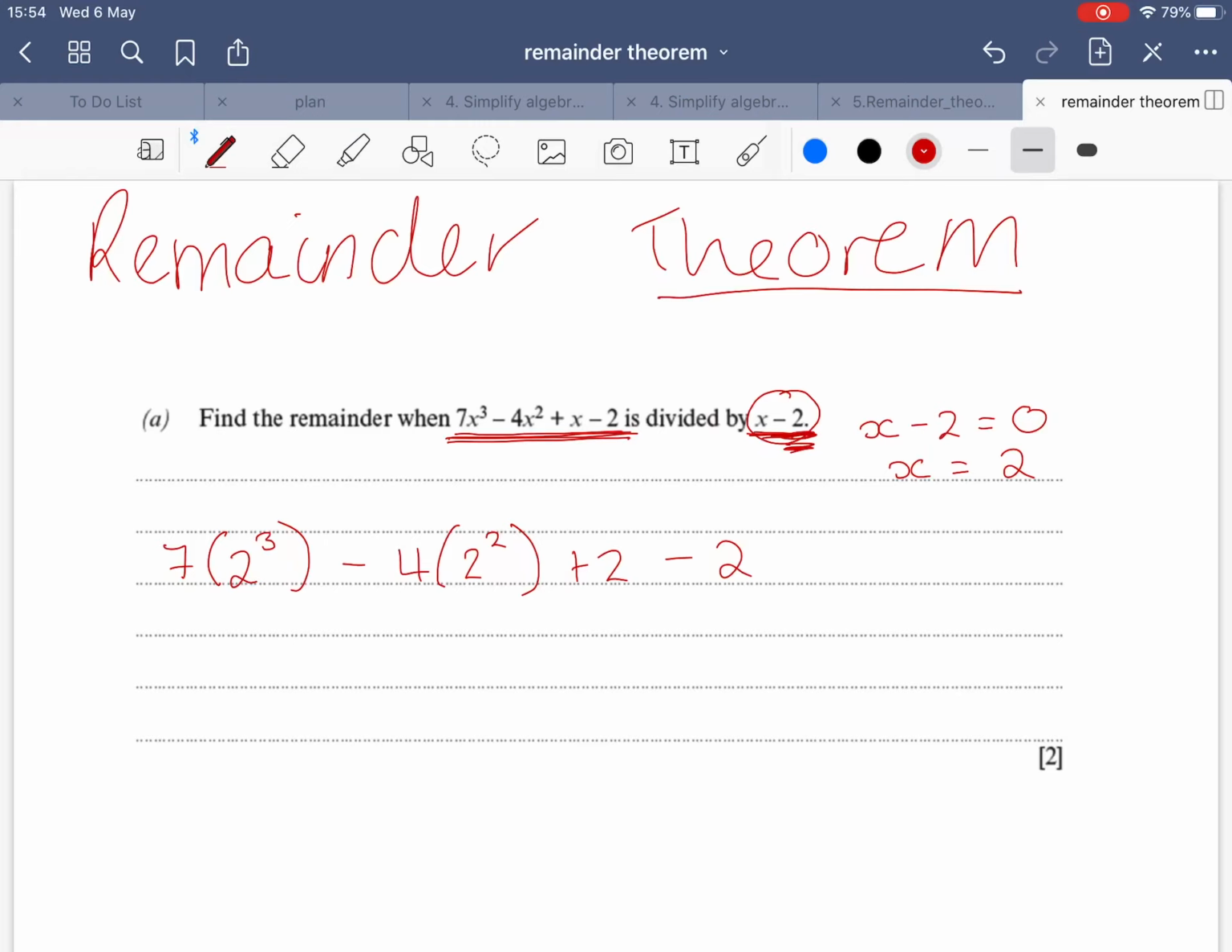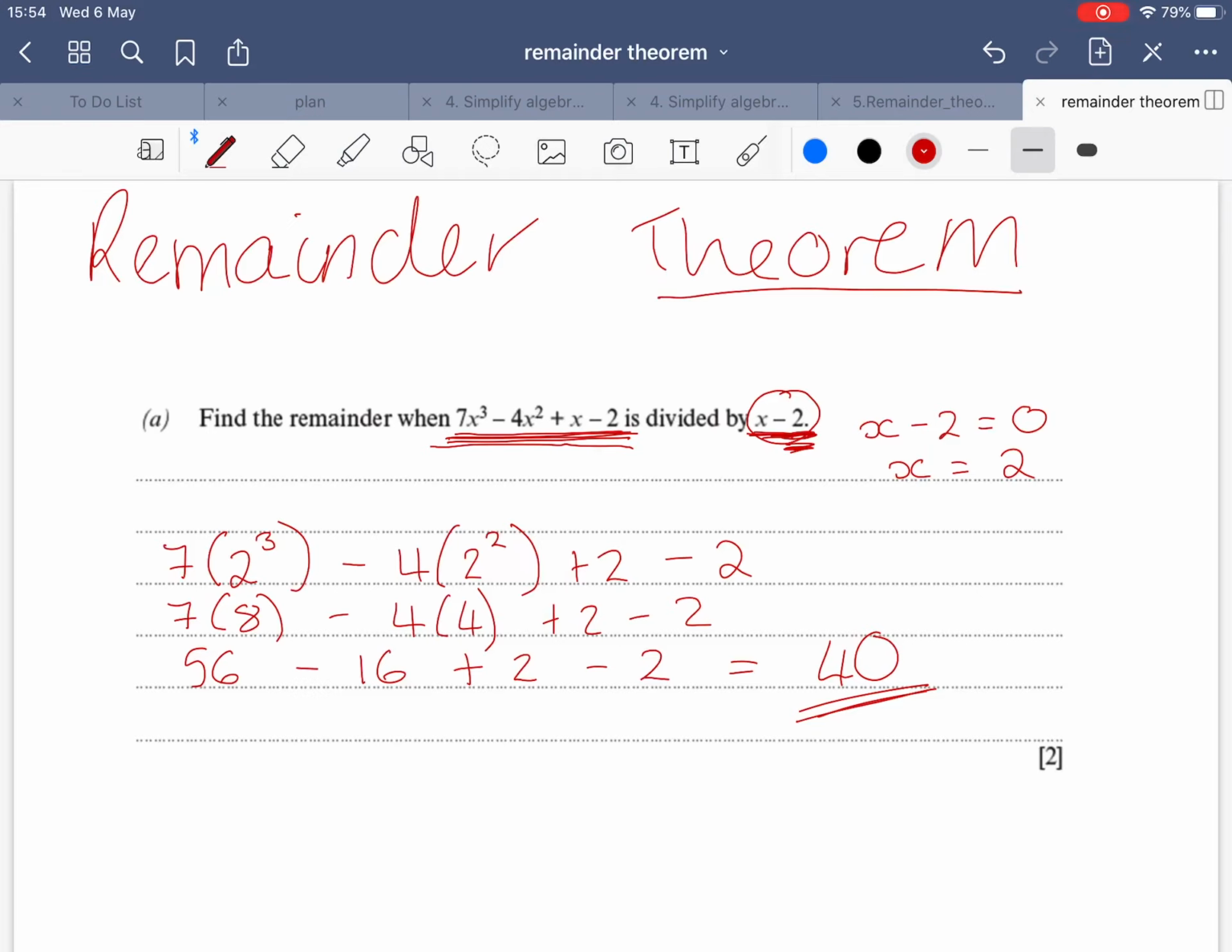Or you can simplify it so you can show the examiner that you know what to do. So you can start by doing 2 cubed, which is 8. Then take away 4 lots of 2 squared, which is 4. Add 2, take away 2. 7 times 8 is 56, take away 4 times 4, which is 16, add 2, take away 2, and then you can get your answer. So 56 take away 16, add 2, take away 2, which cancel each other out, gives you an answer of 40. So when 7x cubed minus 4x squared plus x minus 2 is divided by x minus 2, you will get a remainder of 40.